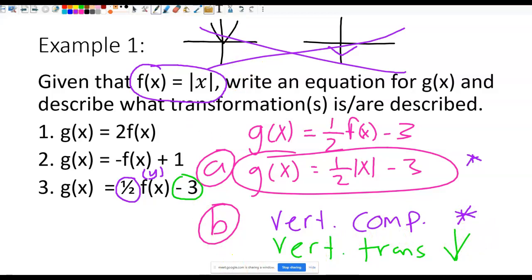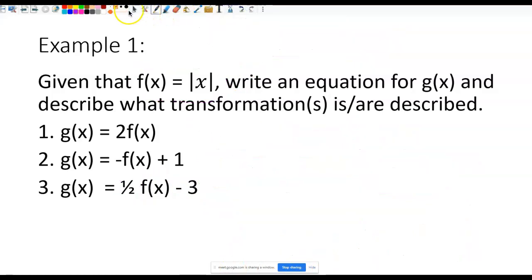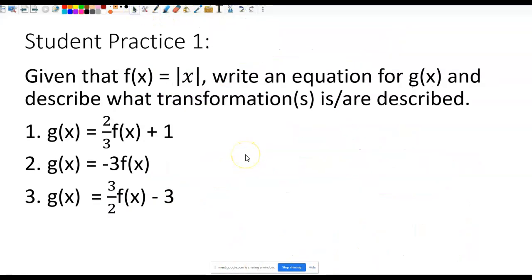What transformation is it? So that's it for now. I'm going to have you guys go ahead and do these 3 problems here. Pause the video, and when you're done, you will see the solution.